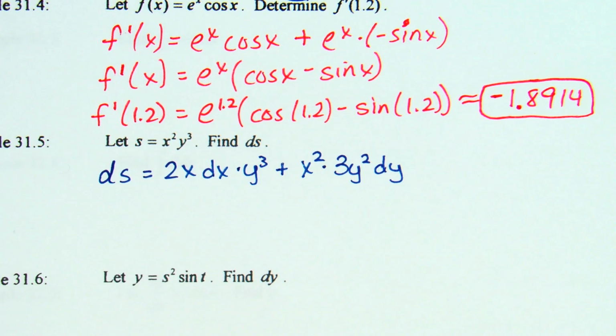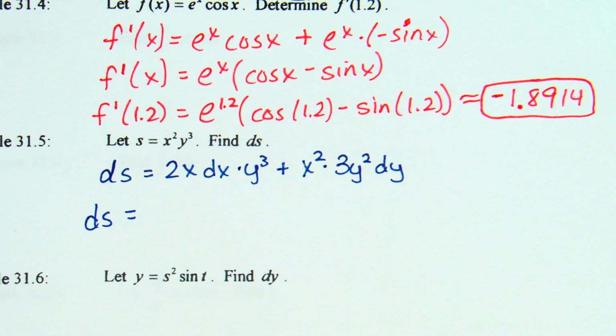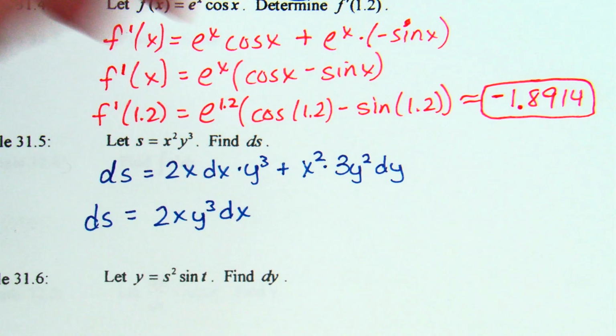When I clean up, normally we put our dx's, our dy's, those differentials at the end of the terms. So this first one, I would say 2x y cubed dx. That dx does not have to be right next to the x. Plus x squared times 3y squared. I like to put the constant first, so 3x squared y squared dy.